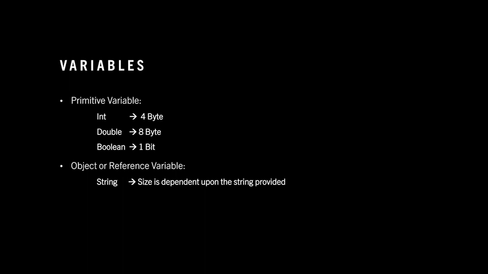Now, primitive variables hold primitive types. These types include ints, doubles, and booleans. Int variables take 4 bytes, double variables take 8 bytes, and boolean variables take 1 bit. So as you can see, their size differences vary upon the variable that you're holding.